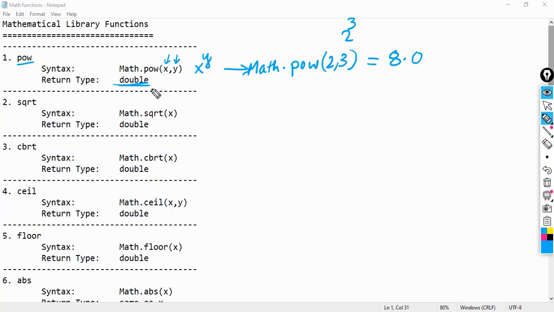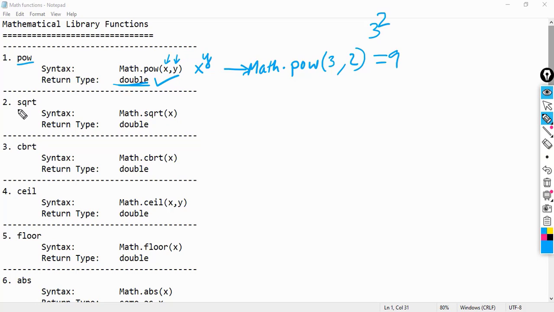You should always remember the return type of all these different functions. POW function returns a double value. Similarly, if I pass 3, 2, it will give me the answer for 3 raised to the power of 2, that is 9. So, that is the POW function.